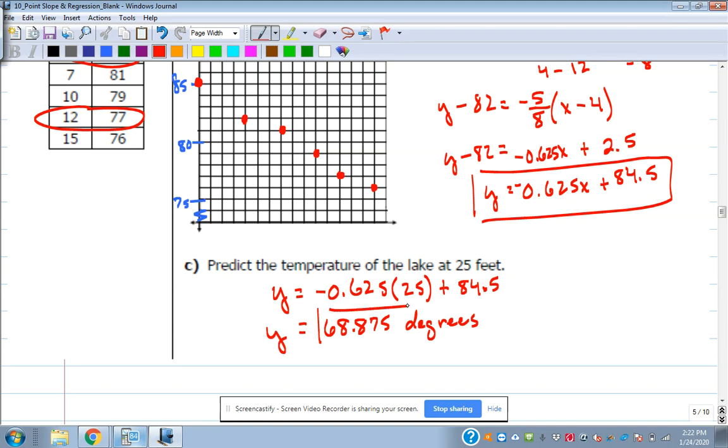That's what we found using that equation. Okay. So that's doing it by hand. We're going to do that same problem. I want to show you how to use the graphing calculator to do that. So you need to pay close attention.